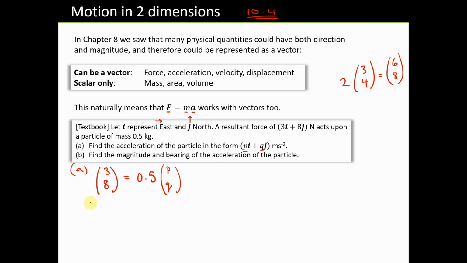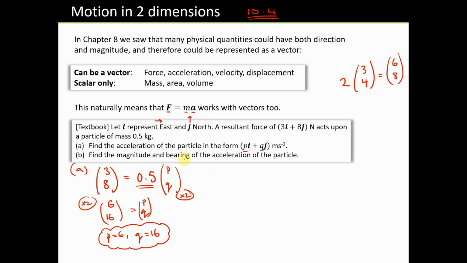So I'm just going to times both sides by 2 to get rid of this 0.5. So that's going to give me (6, 16) equals (p, q). So therefore p equals 6 and q equals 16.